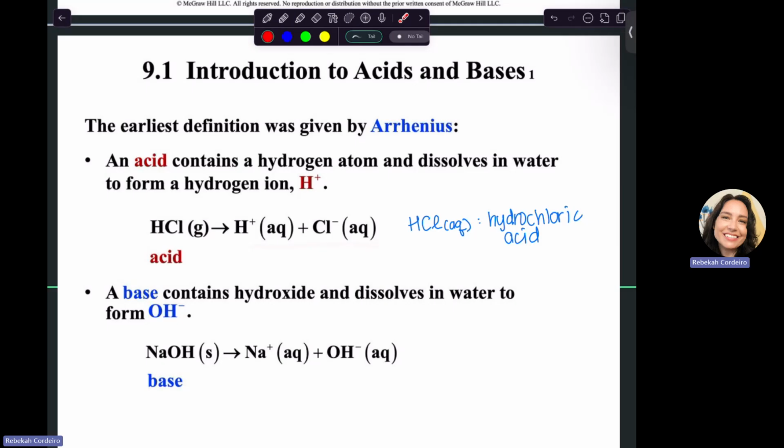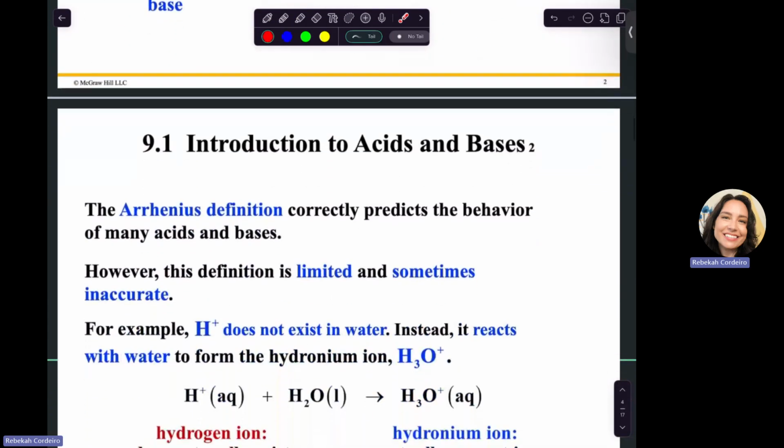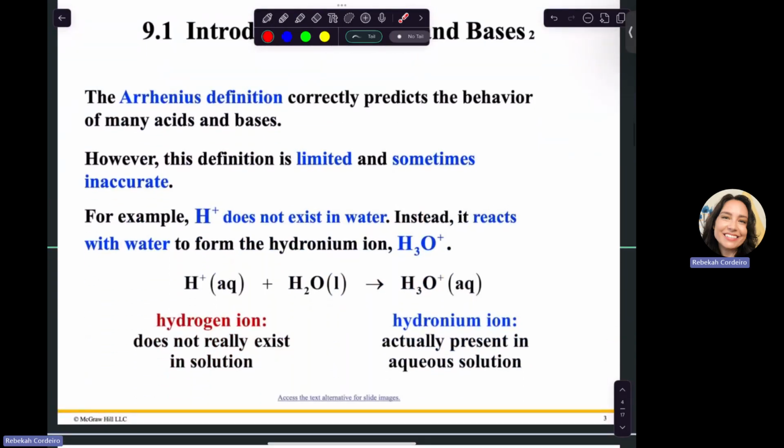by this definition. A base was something that contains hydroxide, and then when it dissolves, it makes hydroxide ions. So this is called sodium hydroxide. We're familiar with that. Just name it like it's an ion, and there's no change in naming when it's dissolved. It just dissolves into sodium ions and hydroxide ions. This definition is a little limited and talks about H+ existing in water.